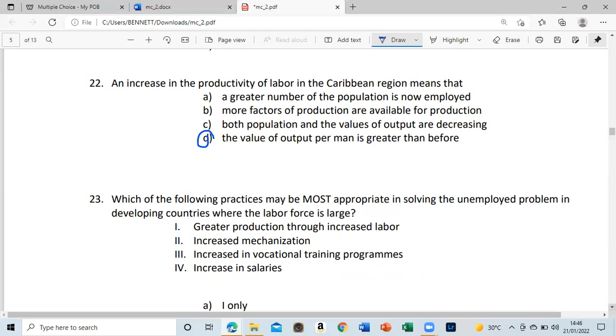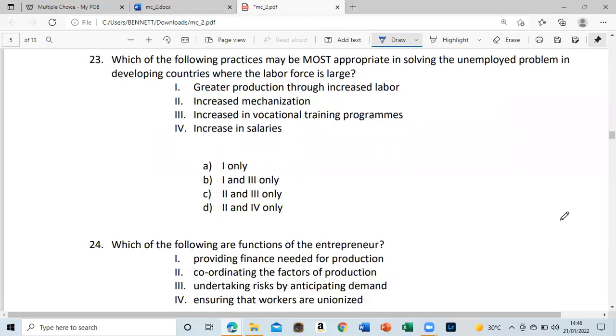Let's move on to 23. Which of the following practices may be most appropriate in solving the unemployment problem in developing countries where the labor force is large? Greater production through increased labor. Alright, we're going to go with that one. Increase mechanization, no. Increasing vocational training programs. Increase in salaries, no. So 23 would be B, 1 and 3 only.